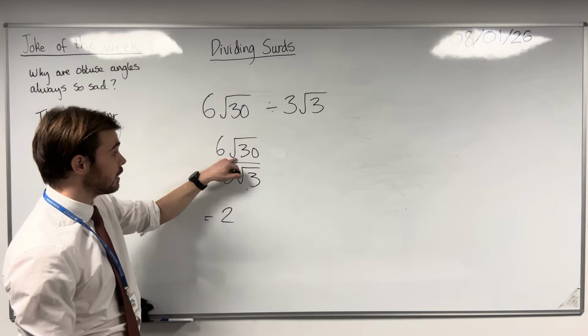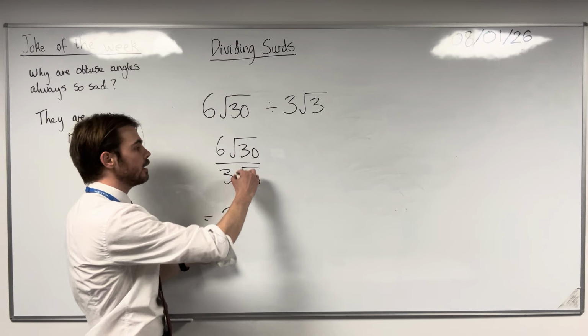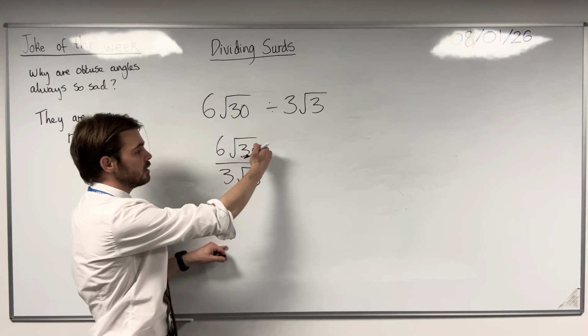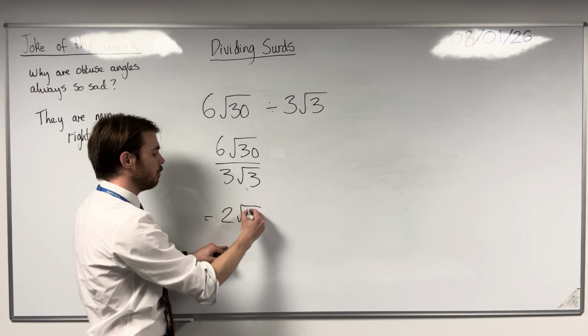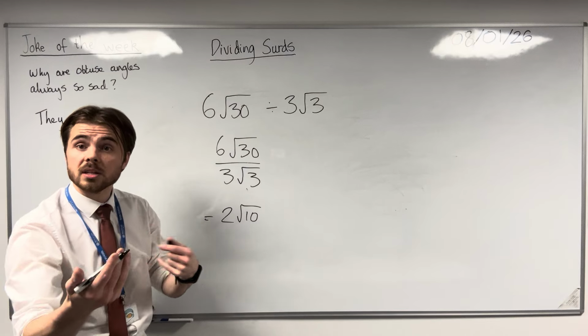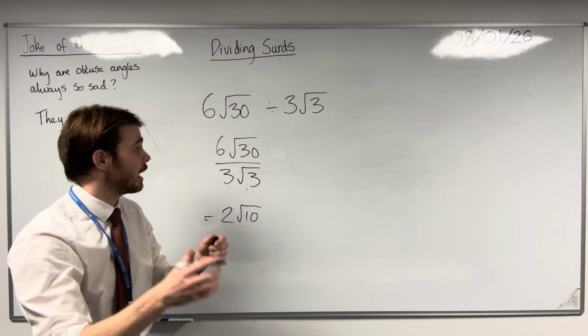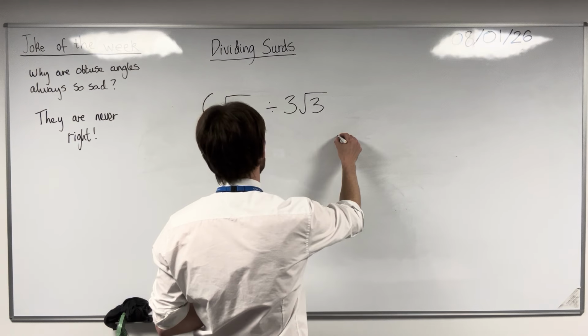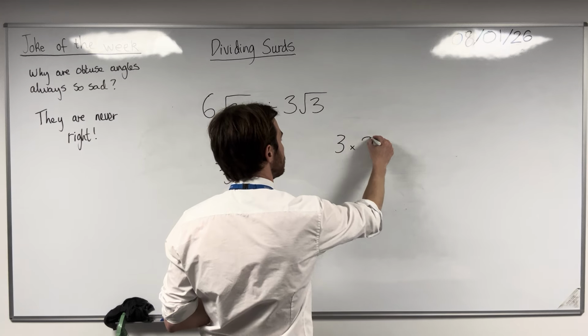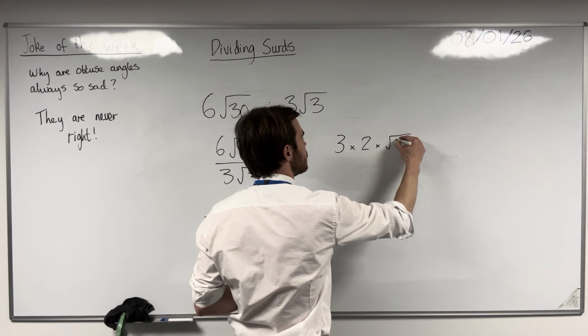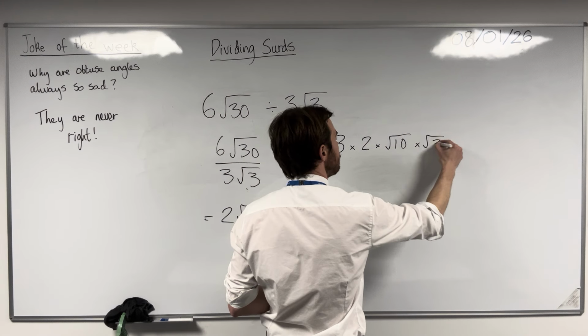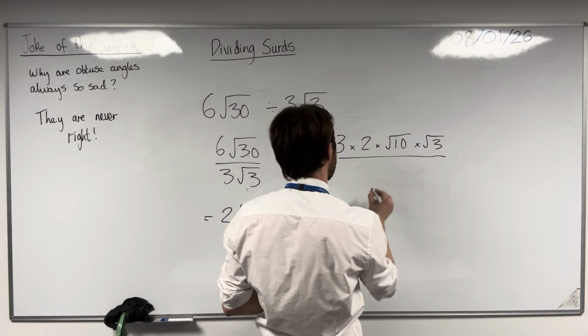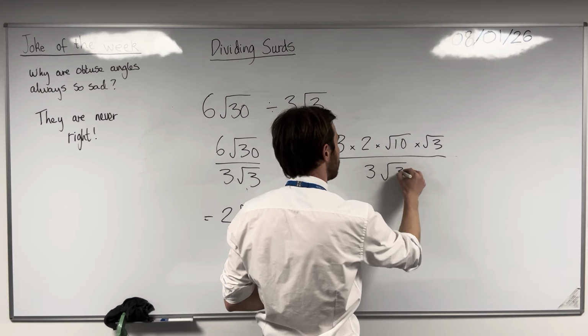And I've got root 30 and root 3. So we can write that as one big square root. And it's 30 divided by 3. So I've got root 10. Likewise, if you did the method where you can cancel it down, we would write it as the following. We would have 3 times by 2 times by root 10 times by root 3. And then we would have 3 root 3 on the bottom.